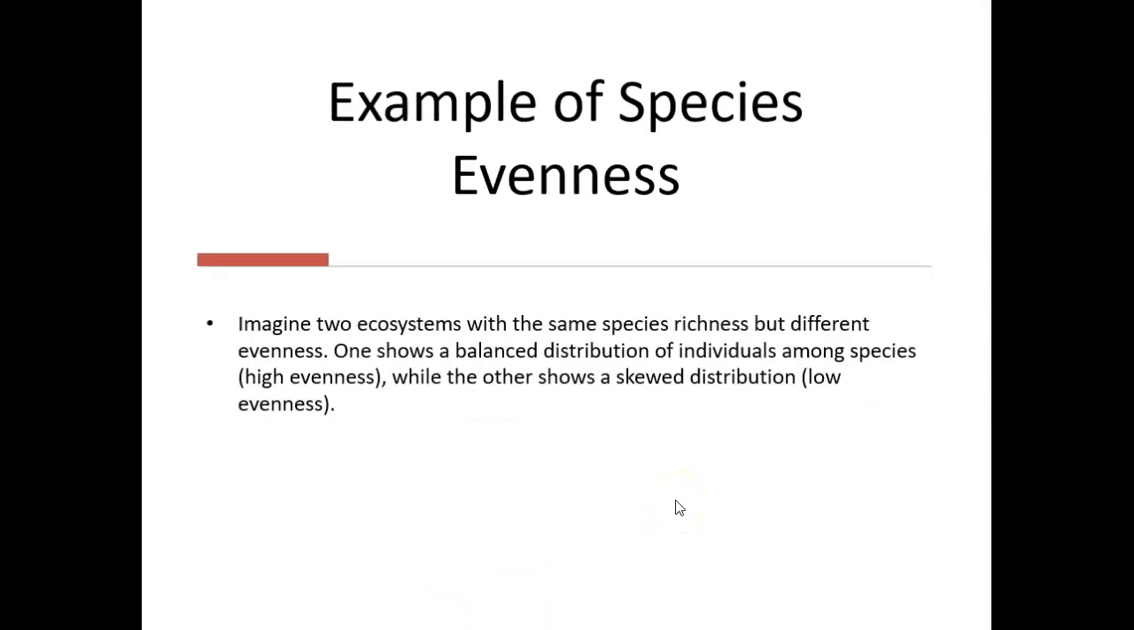An example would be, imagine two ecosystems with the same species richness, but different evenness. Okay, so they have the same number of species, but the relative abundance of each of those species is not the same. One shows a balanced distribution among species, high evenness, while the other shows a skewed distribution. So you could have one species with just one individual, and another species with 100 of them, and that would not be even, right? That would be low evenness. If they both had 50 individuals of each of those species, that would be high evenness.